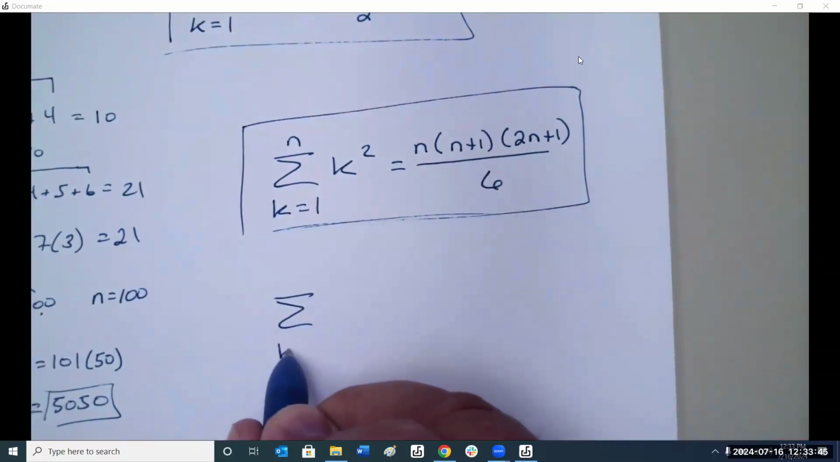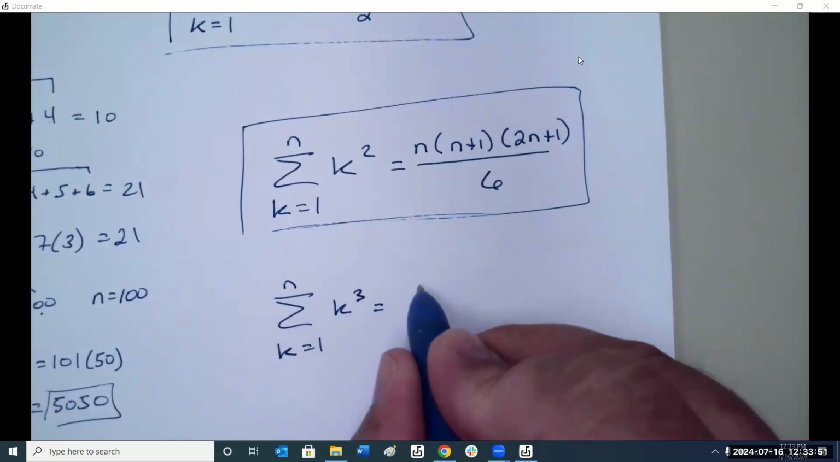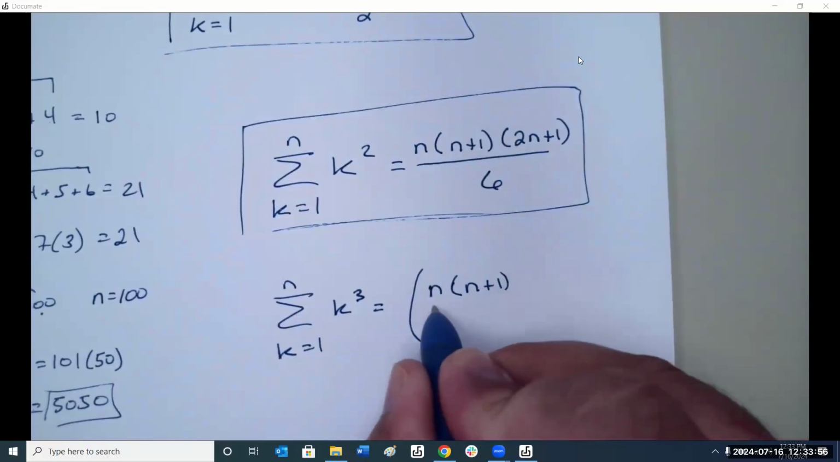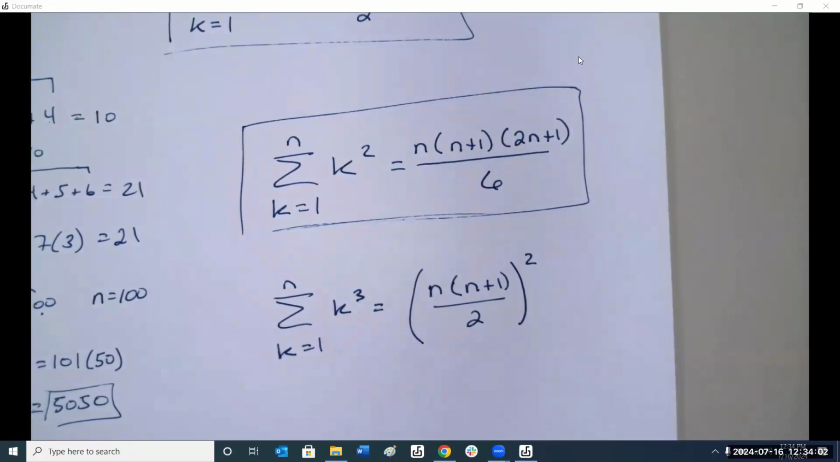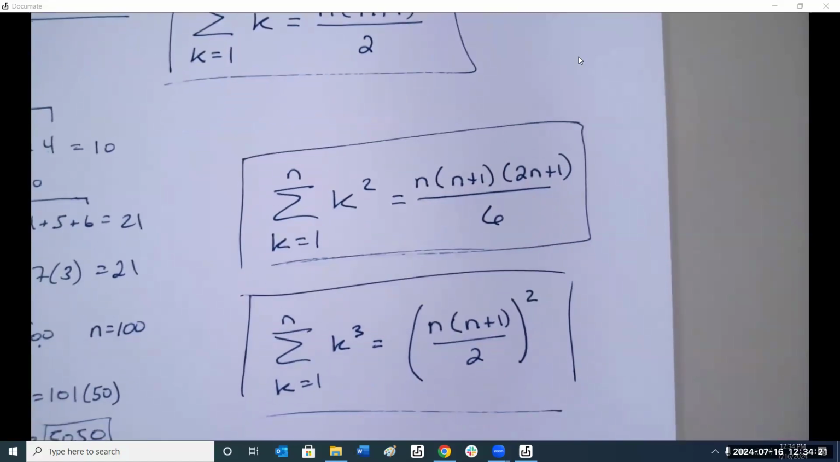Then we can go one step further. k cubed. So note these three formulas, because we'll be using those in the next few examples.